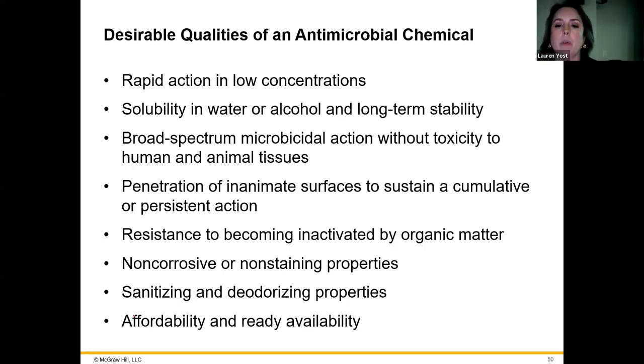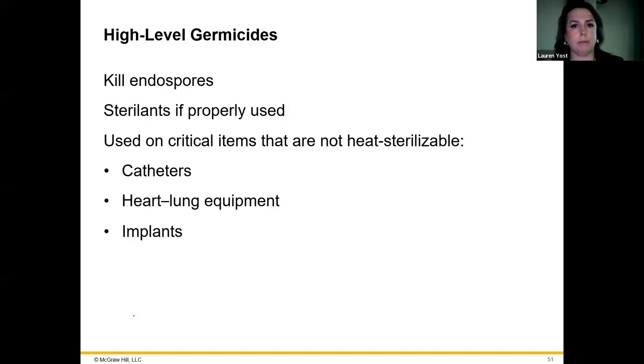Organic matter, by the way, when I talk about things being susceptible or inactivated by organic matter, I am talking about things like pus and feces and blood and whatever else might come along with the patient. Vomit, all that. Some of this stuff doesn't hold up to that. All right. Our high-level germicides are going to be sterilizing if you use them properly. These are for critical items that you can't use heat on to sterilize: catheters, heart-lung equipment, and any implants.